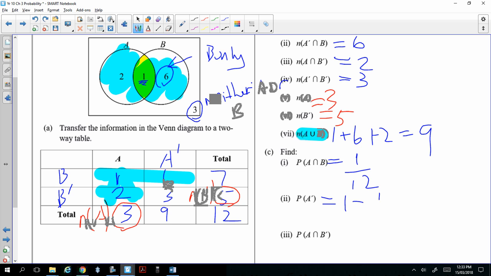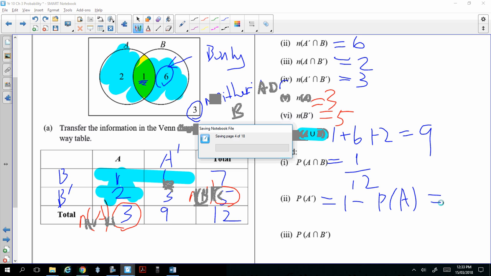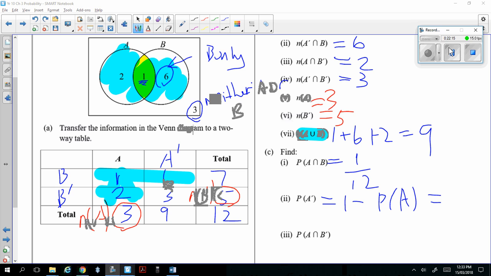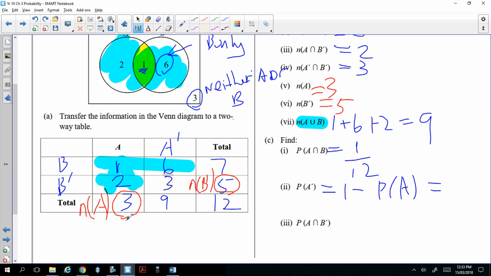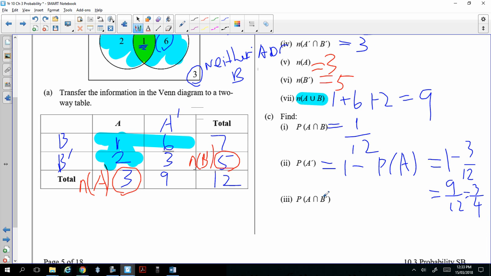You just got one more question to finish. So P(A), what's P(A)? There, how many A? 3. So you just go 1 minus 3 out of 12, which is 9 out of 12. Or you can just use this number here, 9. And the answer will be 3 out of 4. And the last one, A not in B, that's A only. How many A only? A only will be 2. So it'll be 2 out of 12, which is 1/6.